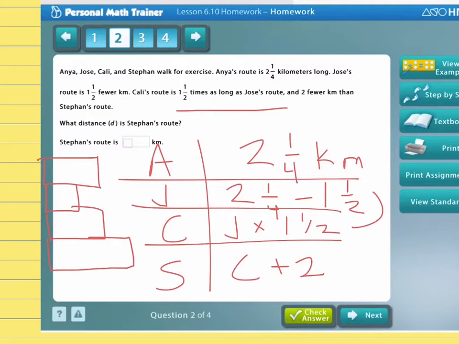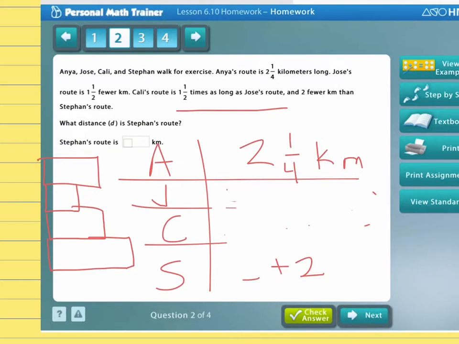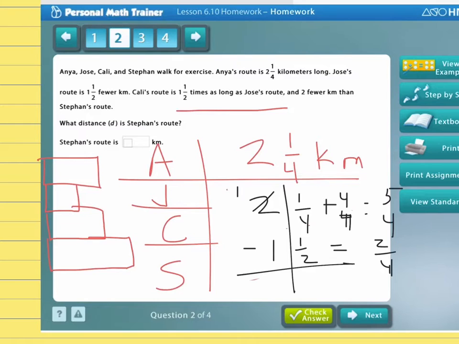So what we need to do here is break this down little by little. Let's first start with, we know Anya's route is 2 1/4, and we can figure out Jose's by doing 2 1/4 minus 1/2. We will solve that problem by doing the following algorithm. What you can see is I set this problem up vertically.